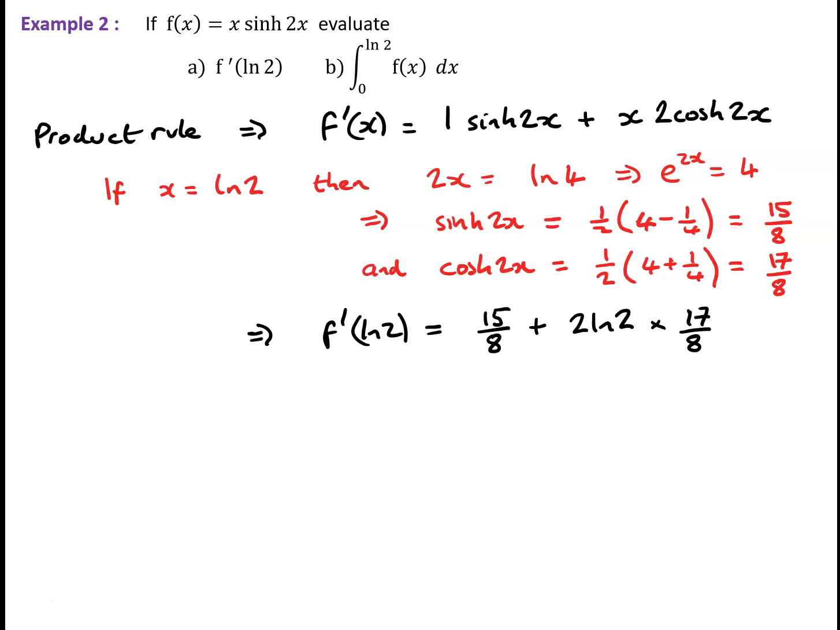So we're going to get that the value of the derivative of f when x equals ln 2 is going to be 15 over 8 plus 2 times ln 2 times 17 over 8, which we tidy up a little bit as 15 over 8 plus 17 over 4 times ln 2.